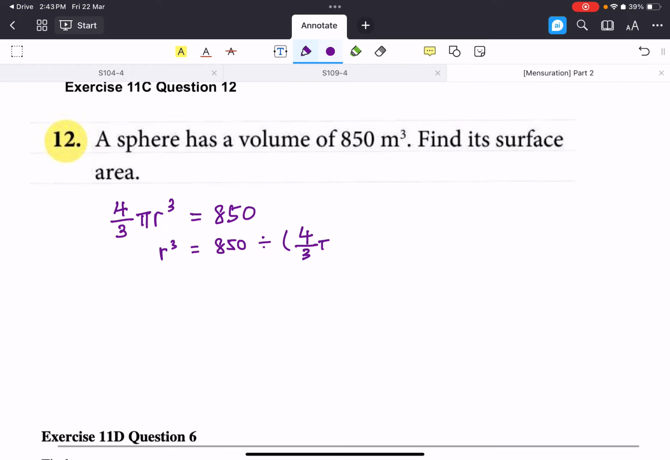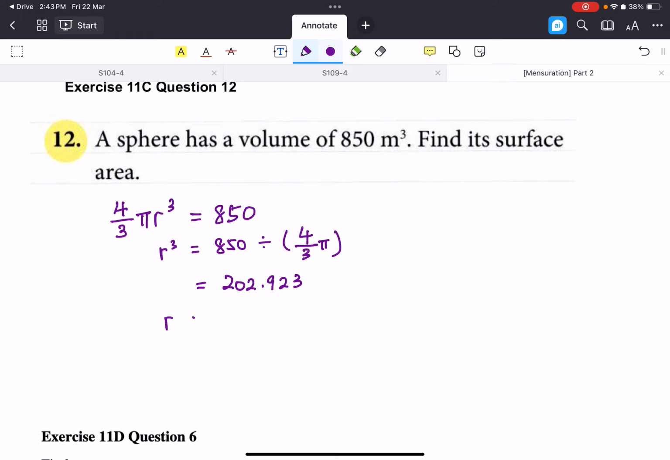Over 3 pi. So press our calculator: 4 divided by 3 times pi. This is the value. 850 is supposed to be divided by this, which gives us 202.923, right? And then if we cube root this, let's see where's my cube root on my calculator.